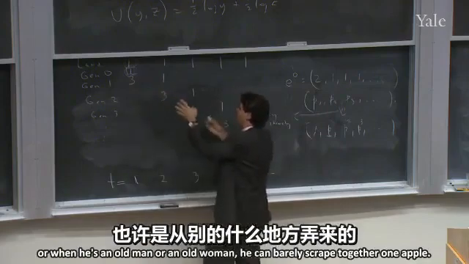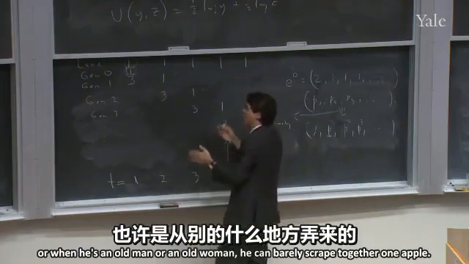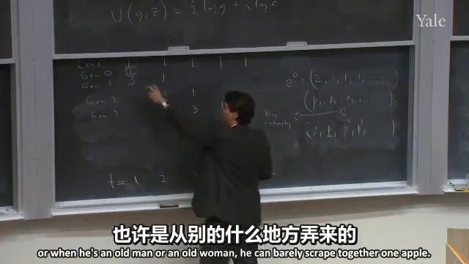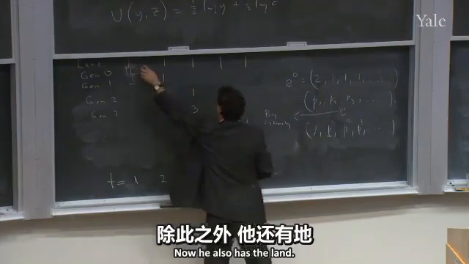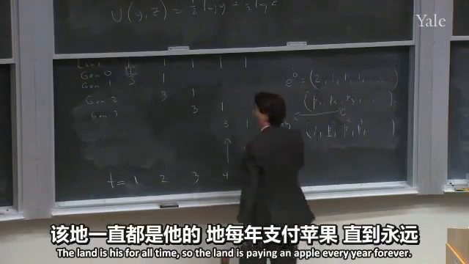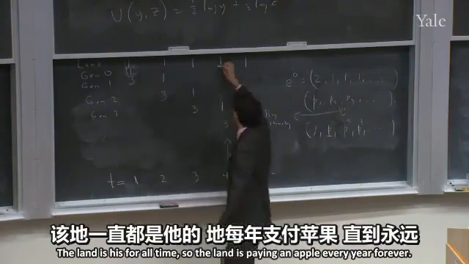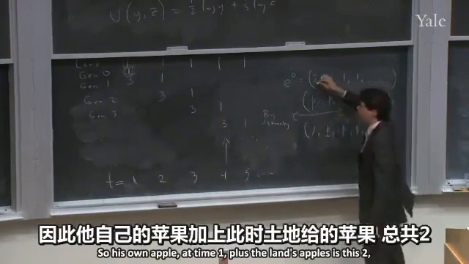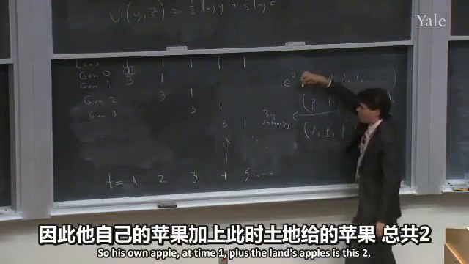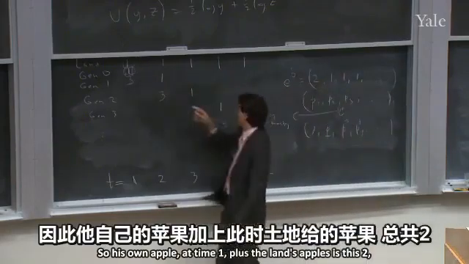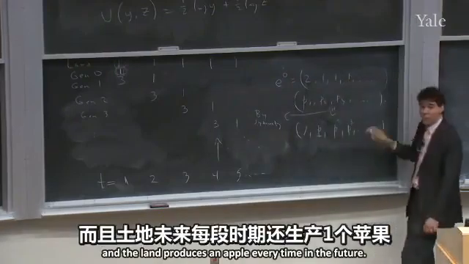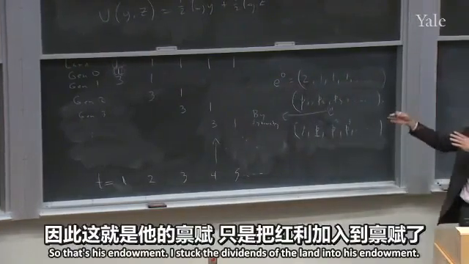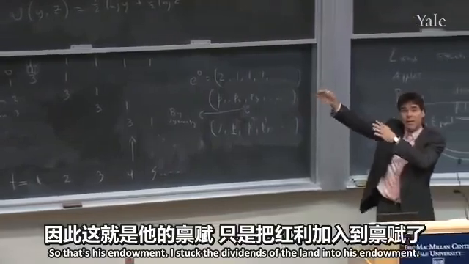When he's an old man or an old woman, he can barely scrape together one apple. Now, he also has the land. The land is his for all time. So the land is paying an apple every year forever. So his own apple at time 1 plus the land's apple is this 2, and the land produces an apple every time in the future. So that's his endowment. I stuck the dividends of the land into his endowment.